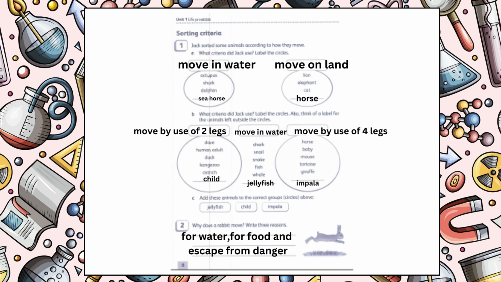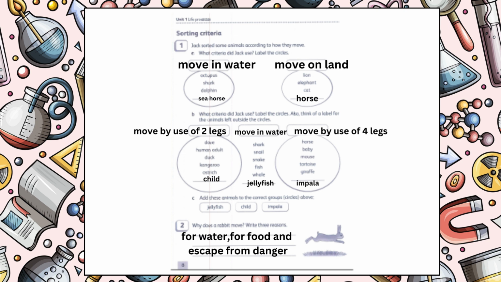Okay, so you have to make a heading move by the use of four legs, or movement by four legs, movement by two legs. You can write in this way as well. And in C, add these animals to the correct groups. So you have to add jellyfish under the heading move in water, child under the heading of two legs, and impala just like a deer, so it uses four legs. So you have to add it under the heading of four legs.